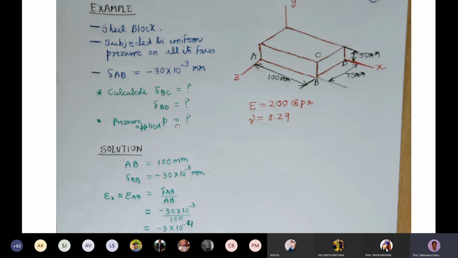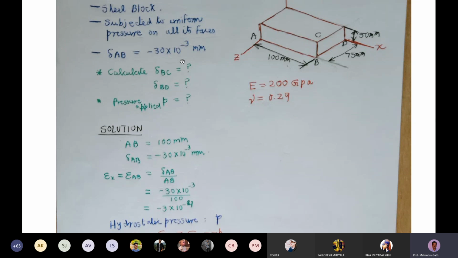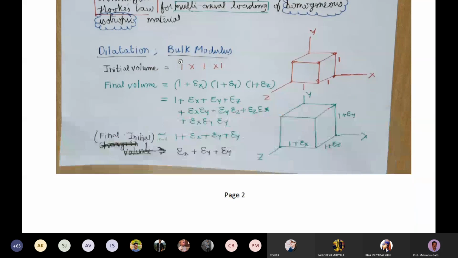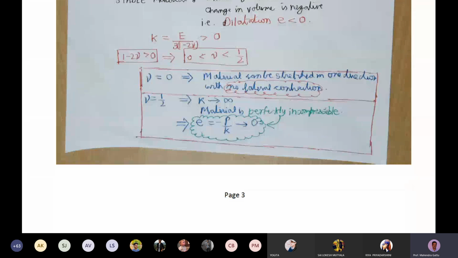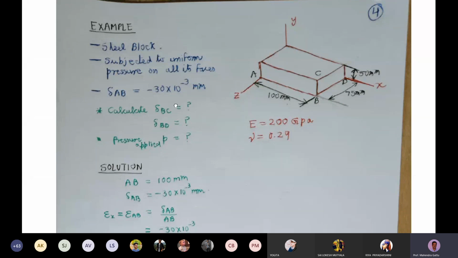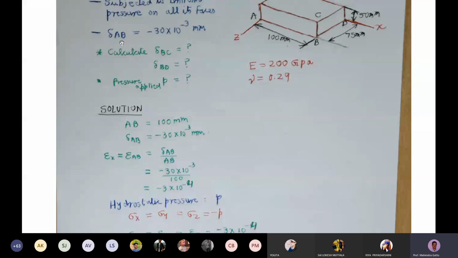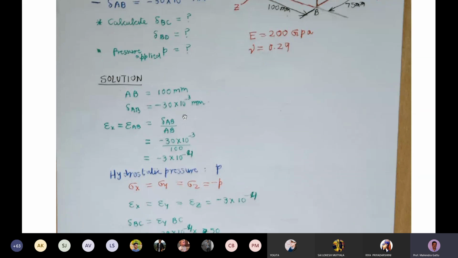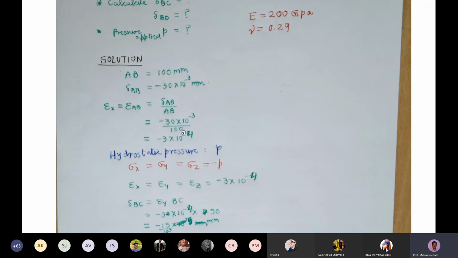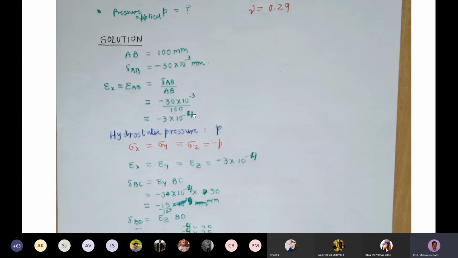We are also asked to find what is the pressure which is applied to cause this shrinking. So let's first find what is given. Delta AB is given. Initial length of AB is 100. So we can get the strain in the x direction. Strain in x direction is epsilon AB, which is delta AB by AB. So minus 30 into 10 power minus 3 by 100. So 0 will cancel out, 10 you can send to the top. So it will be 10 power minus 4. So minus 3 into 10 power minus 4.